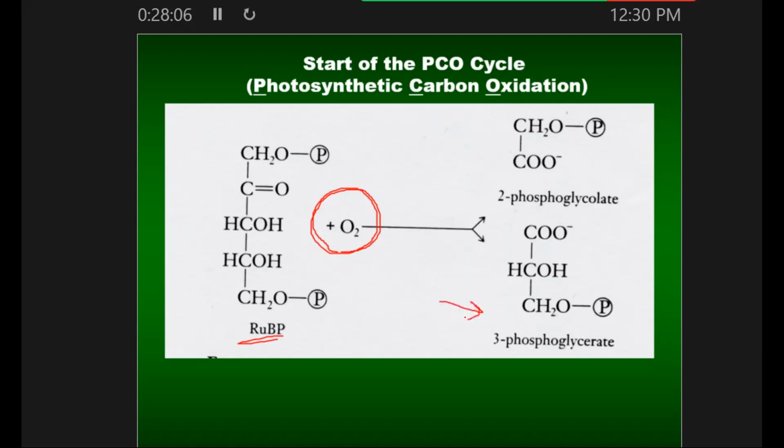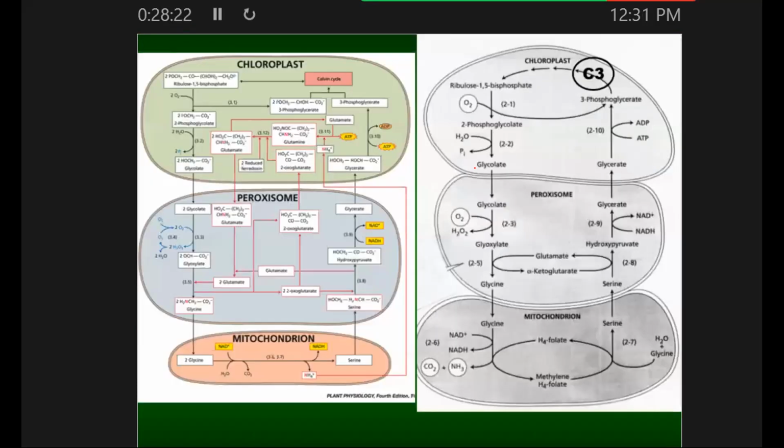That's great. That can go right into the Calvin cycle. But this phosphoglycolate, you see, it's a 2-carbon molecule. There's no enzymes in the Calvin cycle for that one. And so that gets shunted into the PCO. That's the PCO. So that arrow that they were alluding to, there's a whole lot going on here. Now, I'm not going to ask you to know the PCO cycle in detail, but there are some things you do need to know. You need to know the very start of it.